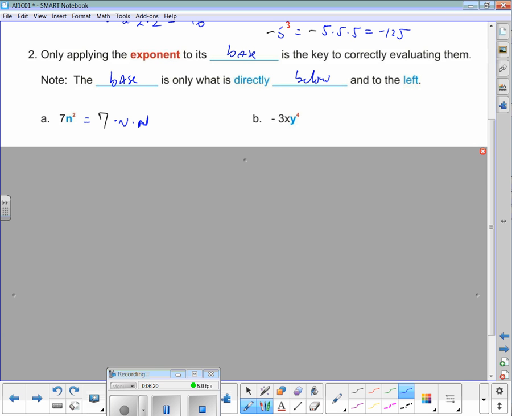By the way, writing something like that is called expanded form. We're expanding the exponent out, right? 7n squared is exponent form, 7 times n times n is expanded form. So same thing on b then. So somebody tell me what b would be. What would b be? Ethan, what would b be?